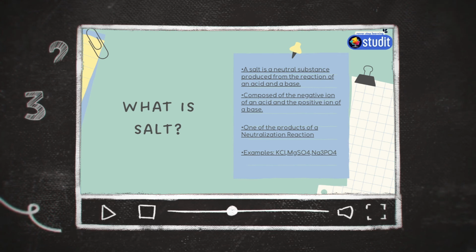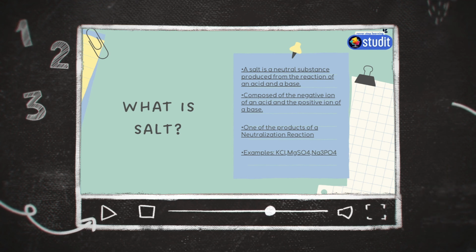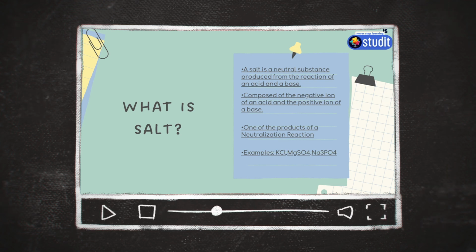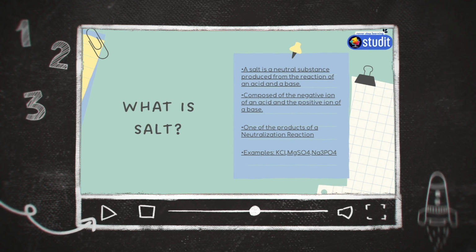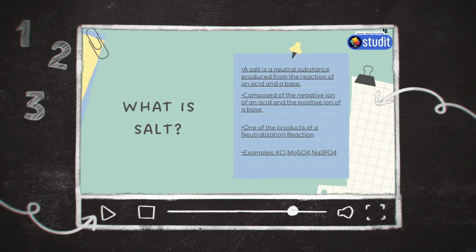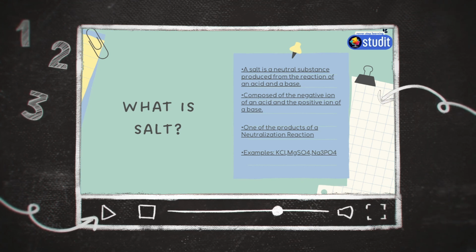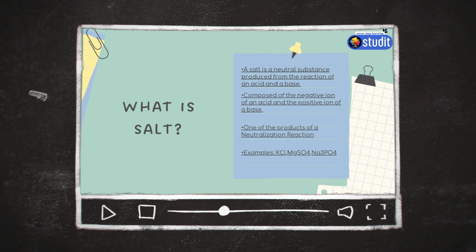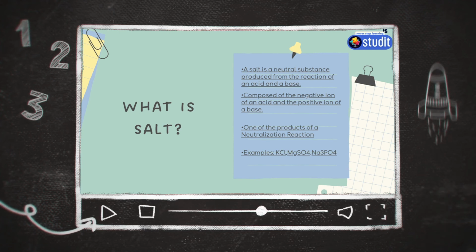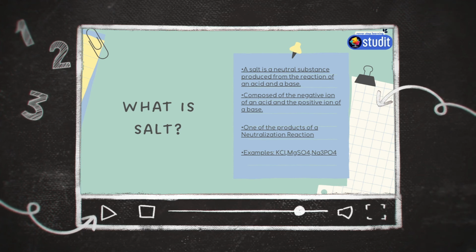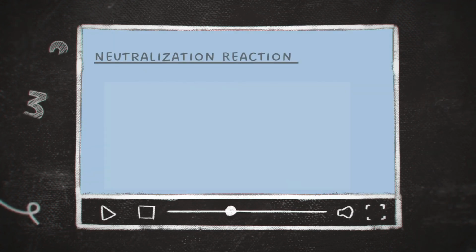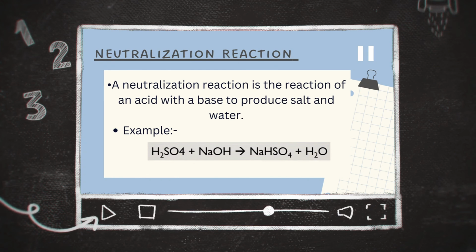One of the products is called neutralization. Like we talked about the charges, the positive and the negative neutralize each other. Likewise, the acid and the base mix and neutralize each other. We call this reaction the neutralization reaction. Examples of salts are KCl, MgSO4, Na3PO4. This is how a neutralization reaction occurs.